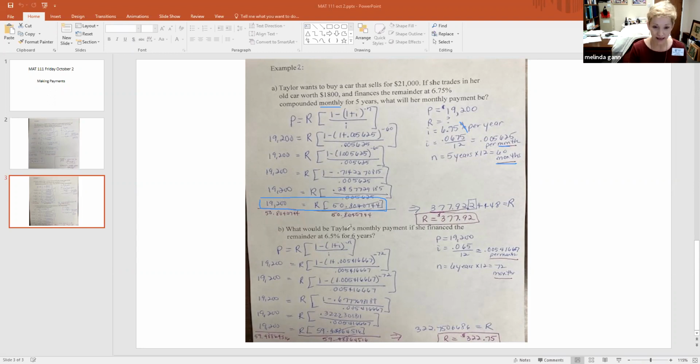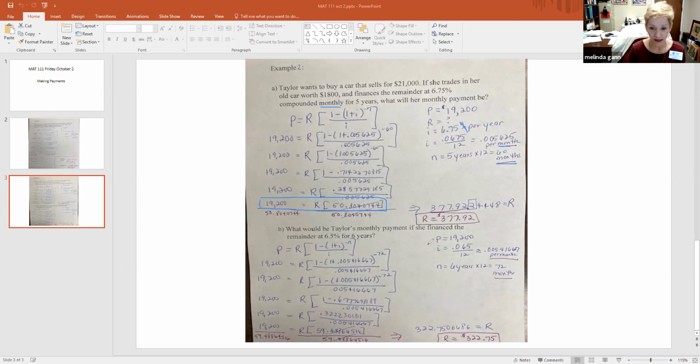What if instead Taylor called the bank and he found a bank that would give him a lower rate, but he's got to do it longer. Okay. So 6.5%, but now he's going to take 6 years to pay it off. But the rate's a little better. All right, let's go see what the difference would be in our monthly payment.